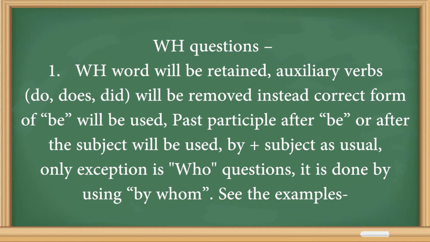First, WH questions. The WH word will be retained. Auxiliary verbs do, does, did will be removed. Instead, the correct form of be will be used. The past participle after be or after the subject will be used. And by plus subject as usual. Only exception is who questions. It is done by using by whom.